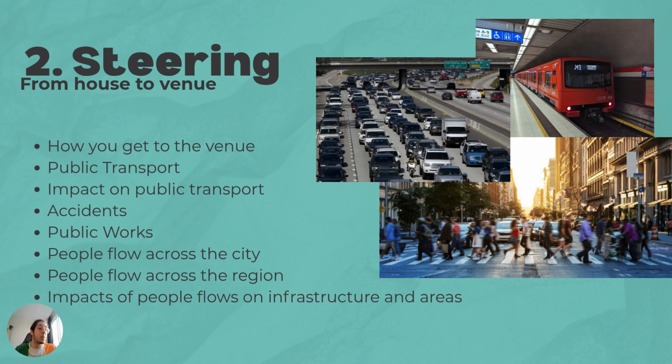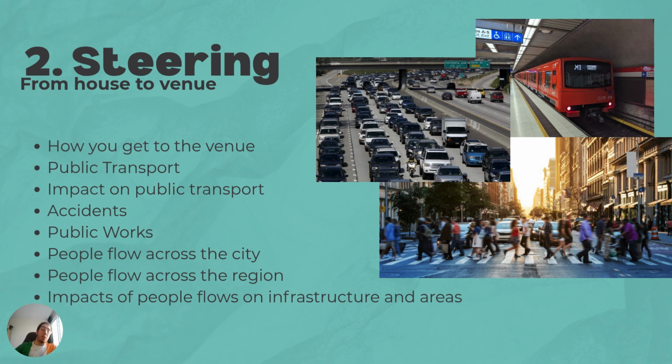Then there's steering: leave the house, get to the venue. How do you do this? Well, basically, you have to get some way of transport. There could be public transport, cars, of course. You get a taxi, you walk, you take a bike. All of them are valid. That's why you have a modal split to determine exactly what percentages are coming in what kind of ways.